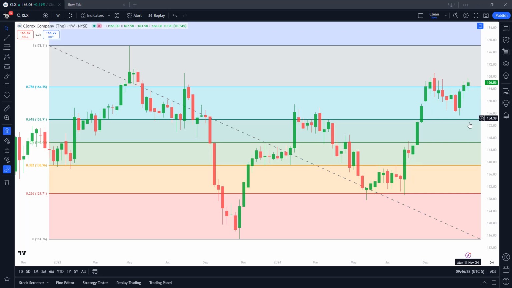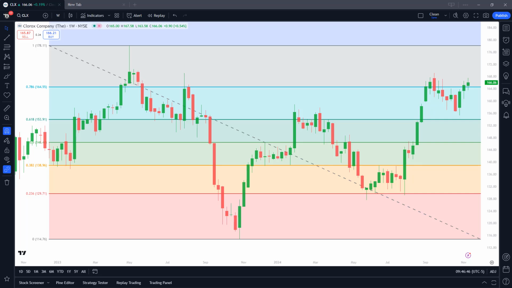So you can see some angular support. Watch if this area or this area holds, and if price breaks out, again, you'd see this area right here going back to here for resistance, and then this upper Fibonacci retracement level.